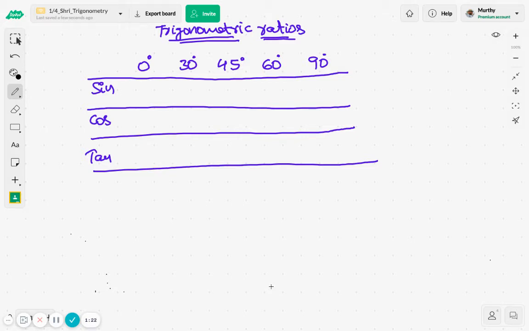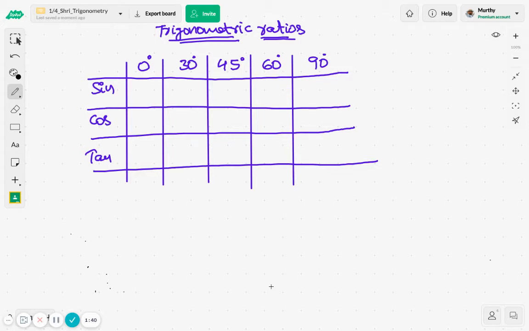Like if you would like to know what is the value of sine 0, I'm going to explain how to remember sine 0, cos 0, tan 0, likewise sine 30, cos 30, tan 30, and so on. So just give me a minute. Let me finish drawing the table.